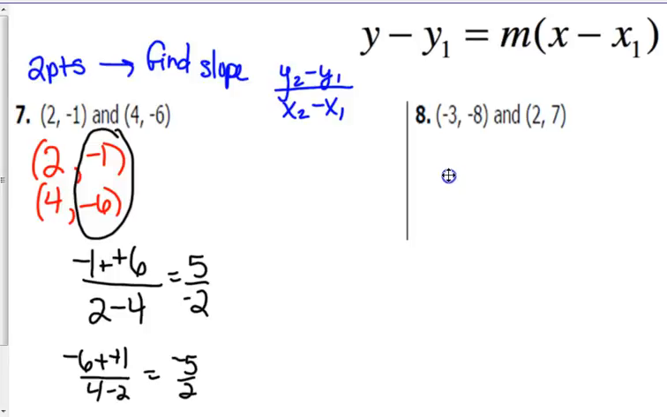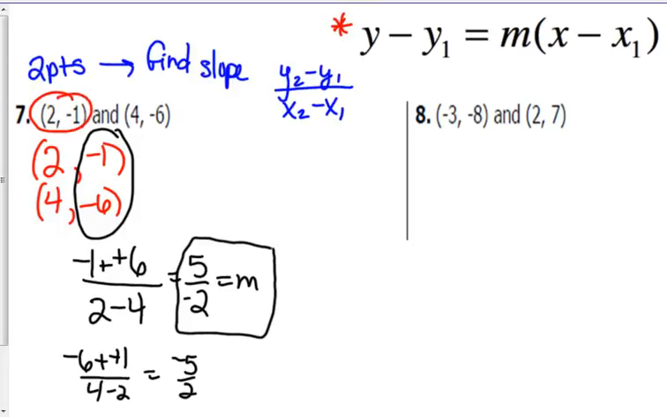Yep. Okay. So we found the slope. Now what do we need to do? Yep, we go to point slope. Good job. And we need to pick one. Anybody care which one we use? You want to do 2 and negative 1? Okay. So our x1 is going to be replaced with a 2. Our y1 is going to be replaced with a negative 1 because we picked that point. And our m is going to be replaced with a negative 5/2.